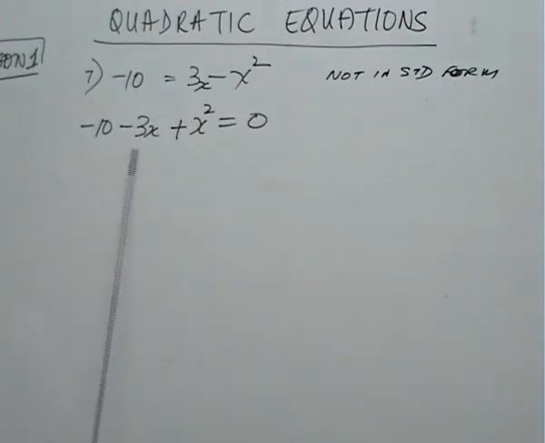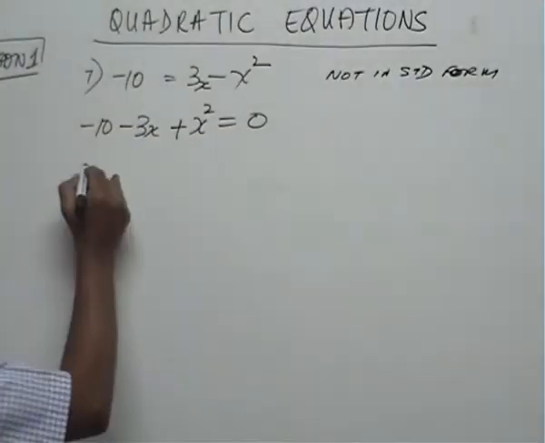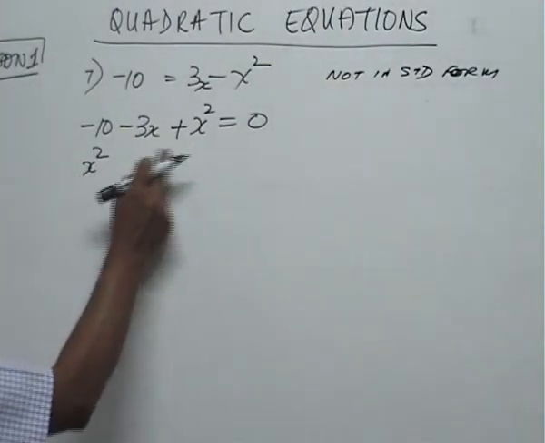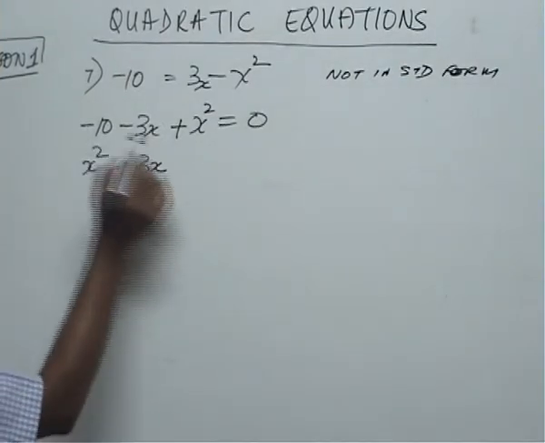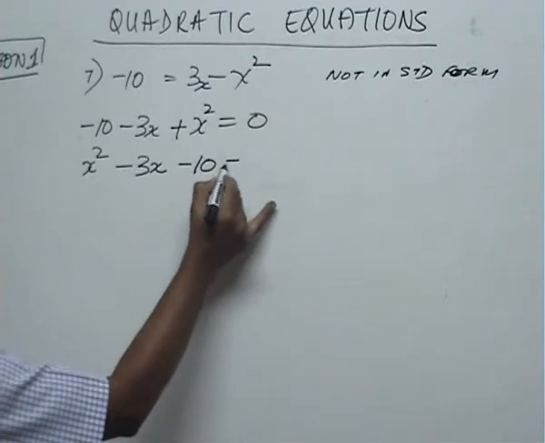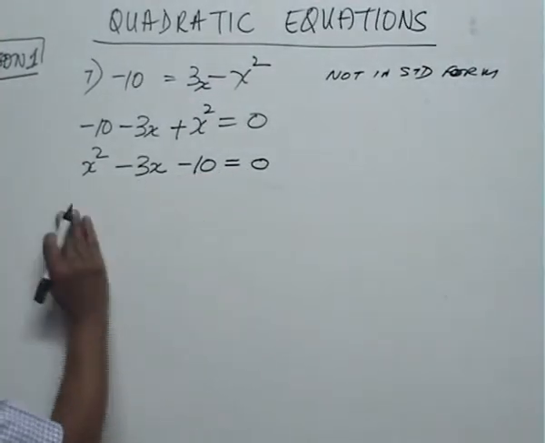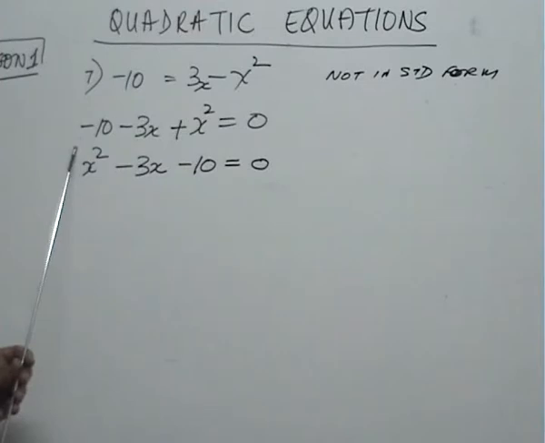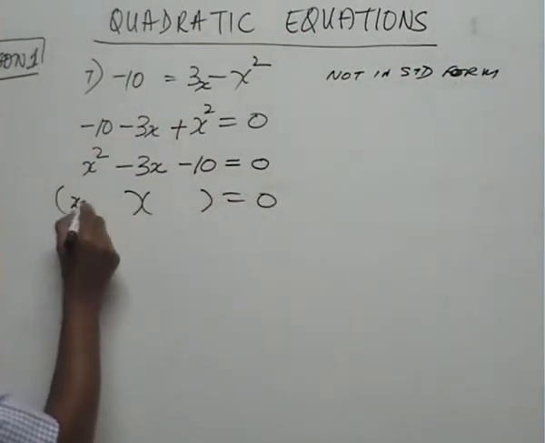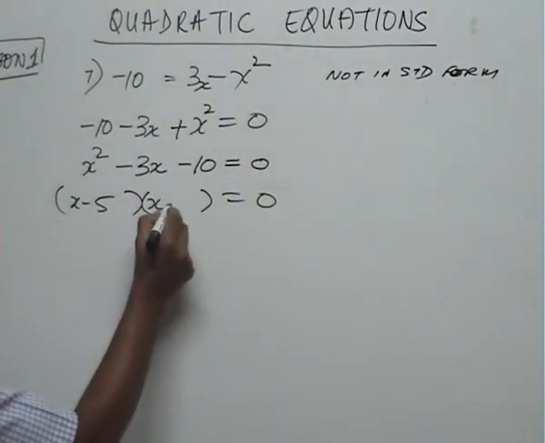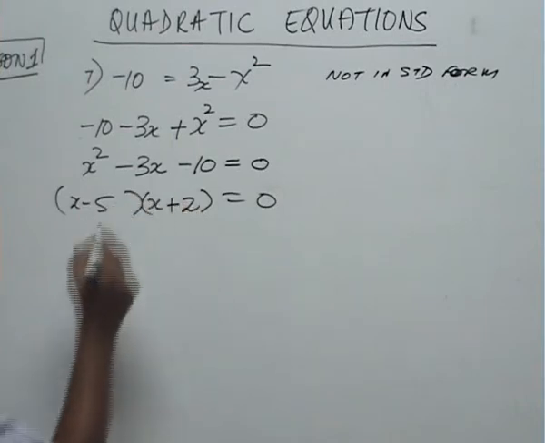Now I've got everything on the left hand side, but it is not set nicely for me. So I better set it nicely. In other words, I must have x squared first. So there's it, plus x squared. Then I must have minus 3x in the middle. And then I must have minus 10 in the end here, equal to 0. So you set it neatly, set it correctly. x squared, x to the 1 number. And then you factorize: x minus 5 into x plus 2.